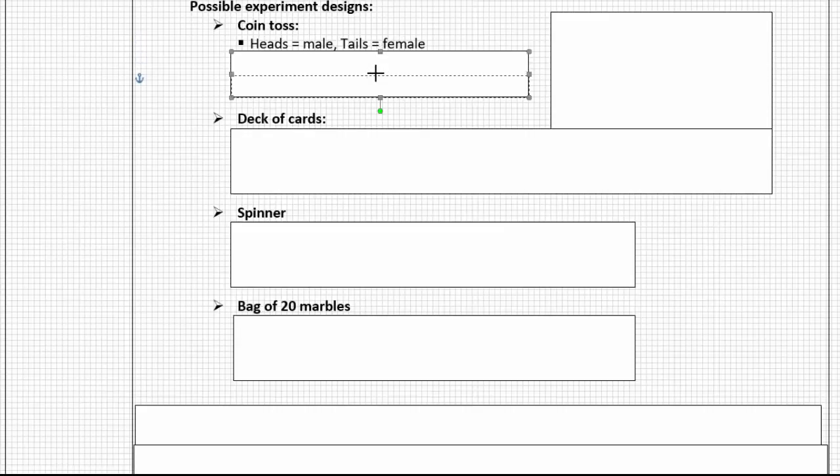Then we decide how we're going to do this. It was an average of 3 pups in a litter, so we would need to flip the coin 3 times, 1 for each pup, and record each outcome.